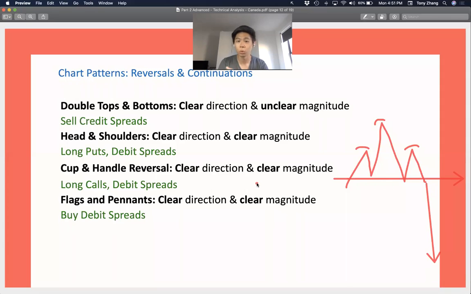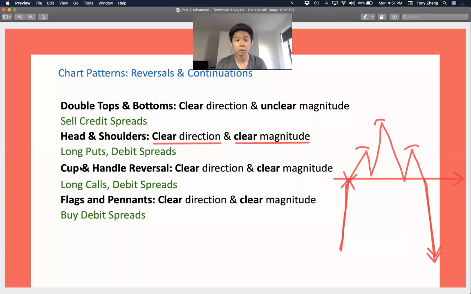Now, one of the cool things about head and shoulders is that the way it's designed, it does provide you with a magnitude, because there's a neckline and you can measure how far the stock rallied to reach that neckline, and you can use that same projection to get a sense for how far it's going to decline. So when you're using a head and shoulders pattern, you have a clear sense of direction, and you also have a clear sense for magnitude.